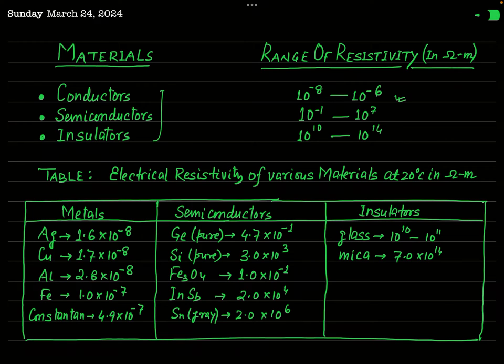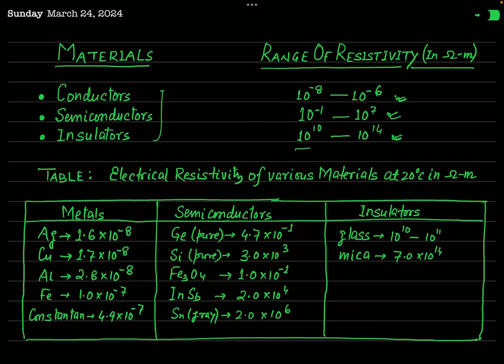Okay, while the semiconductor has a resistivity lying between 10 to the power minus 1 to 10 to the power 7 ohm meter, and that of an insulator, the range of resistivity is 10 to the power 10 to 10 to the power 14 ohm meter. And you can see that the resistivity of the semiconductor is greater than the resistivity of a conductor and less than that of an insulator. It is almost in the midway of the resistivity of conductor and insulator.